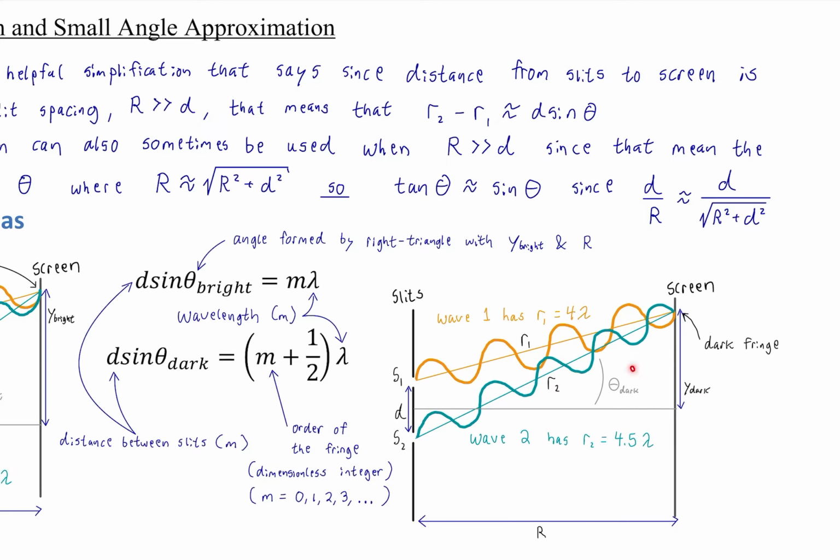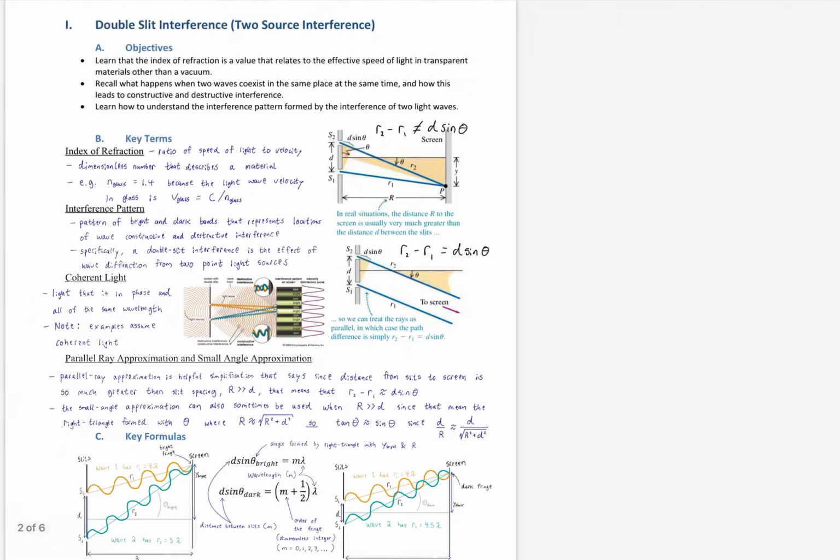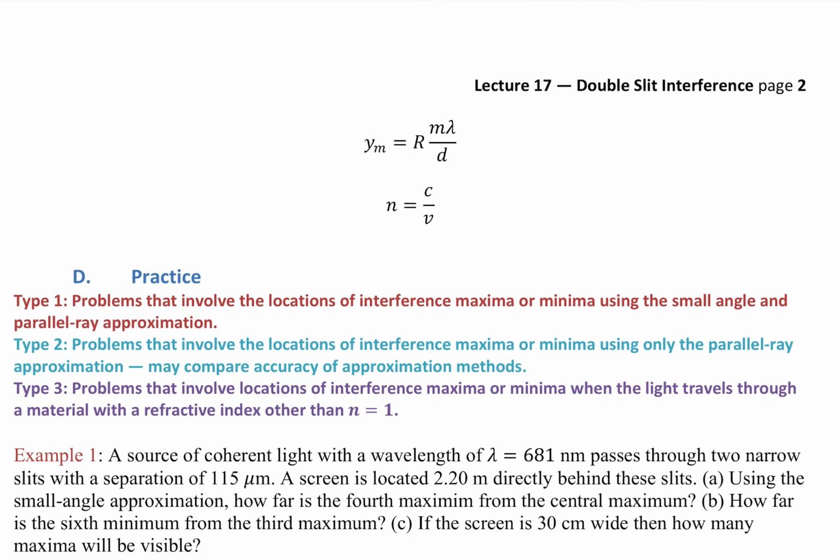So the distance from the center to our location now is Y dark, and that means that our angle is an angle that corresponds to a dark spot. Specifically, the first dark spot. That would be the first dark spot on the edge of the central bright spot. Okay. Now we got a couple more formulas. Let's take a look at those.